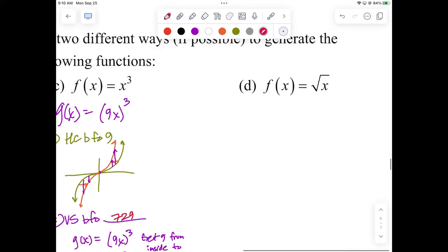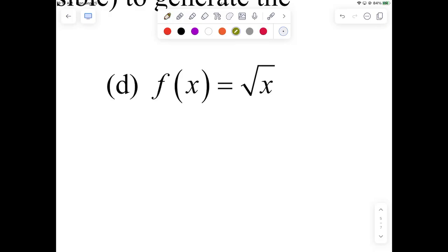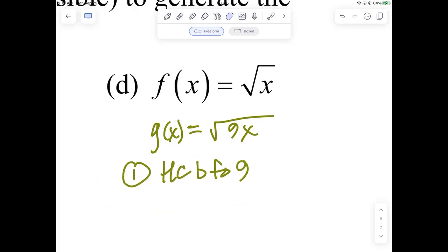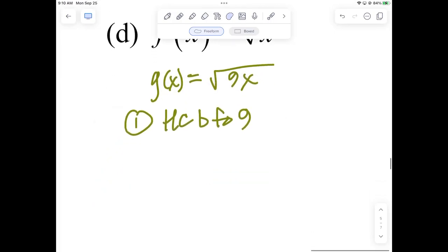All right. Let's look at letter D. Let's create the function first. G of x is the square root of 9x on the inside. That's a b value. That's on the inside. So, of course, what's the first transformation? Horizontal compression by a factor of 9.